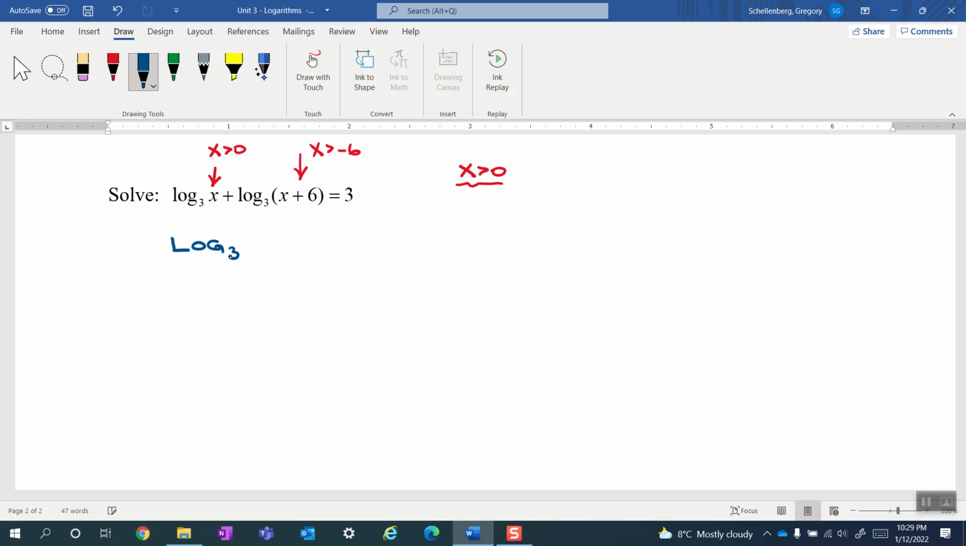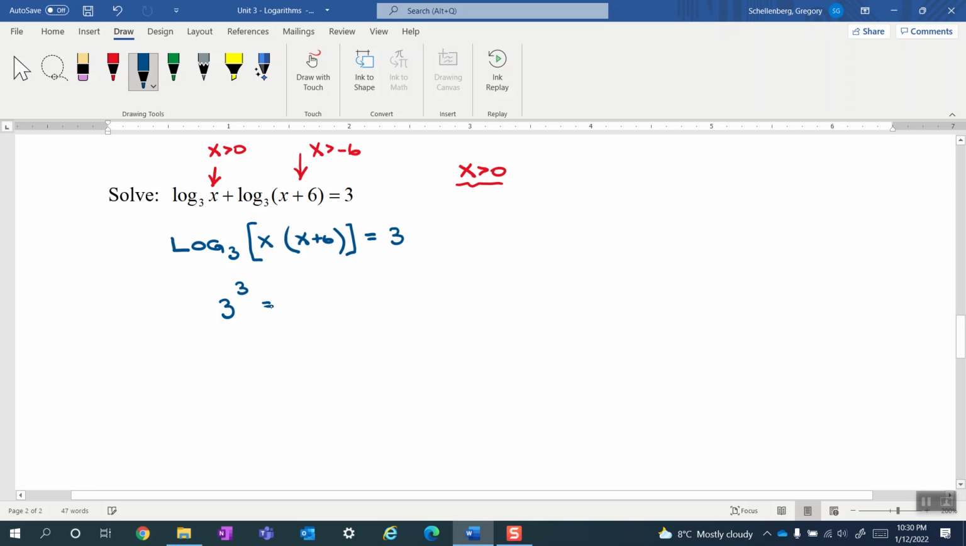What we're going to do is multiply the two arguments. So we've got log base 3 of, just open a set of square brackets there, x times x plus 6, and we'll make this equal to 3. From here, we can use our definition of a logarithm and convert this to an exponential. We're going to go with the base, which is 3, raised to the power of the solution, which is 3, is equal to the argument, which is x times x plus 6.